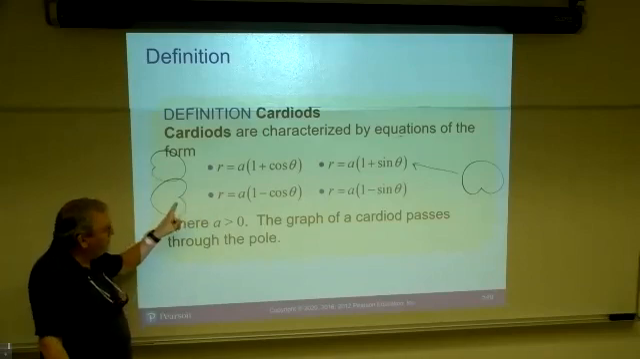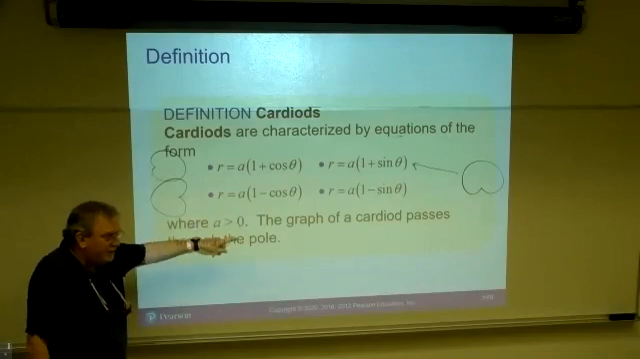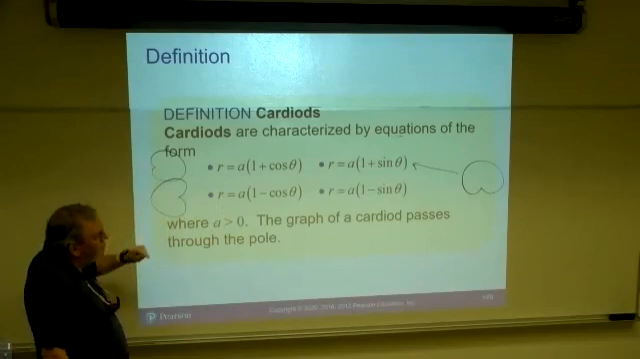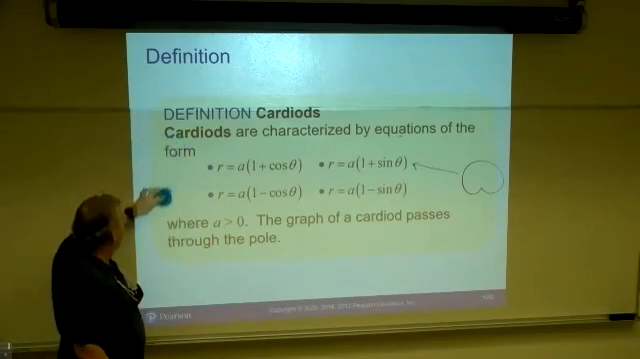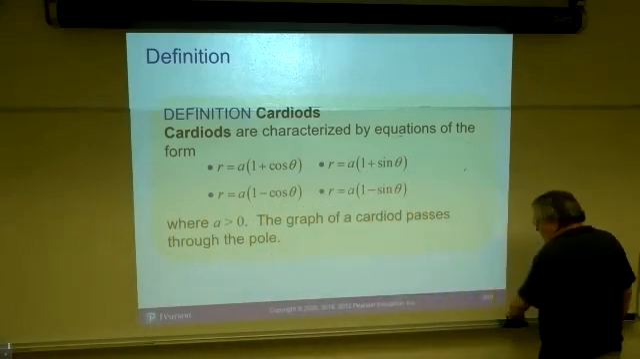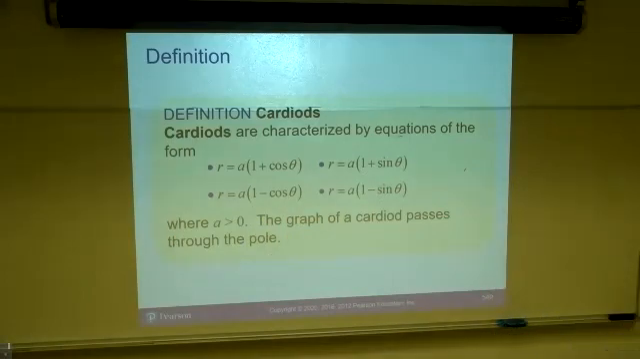Where with this one, the top is on the positive side, to the right of the pole, and with this one, it's to the left of the pole. So you have those situations with these forms. So understanding what those are, and what the shape looks like. Depending upon a, affects the size of it and also a little bit of the shape.